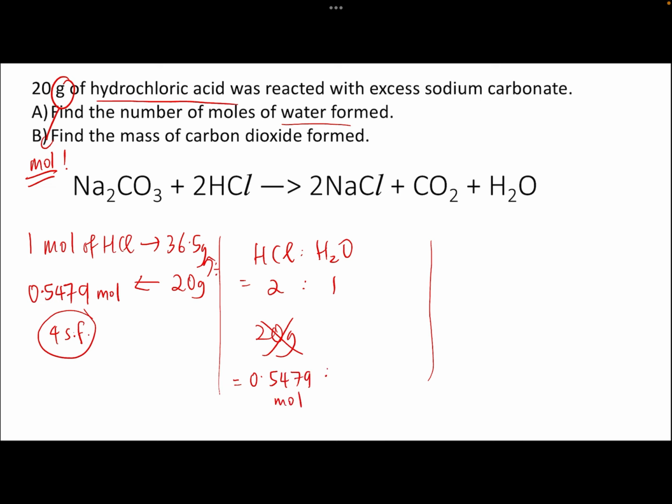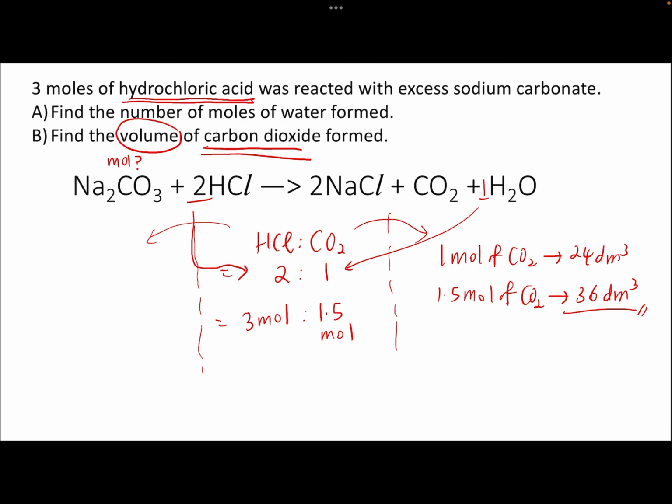So remember, whatever calculations in the middle must always be in moles. And therefore, I divide this by 2. So this is 0.27397 moles. Right, and therefore my answer will be 3 sig fig, 0.274 moles. Done.